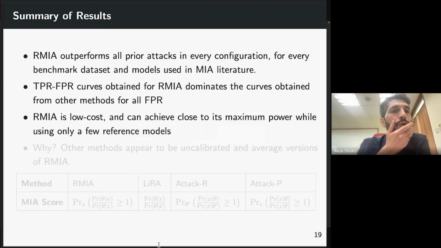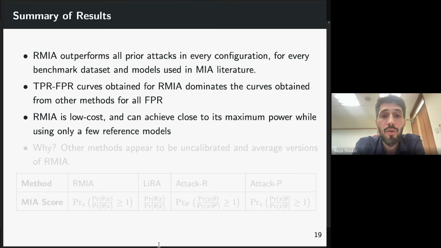So if I want to summarize the empirical results that we have, and you can find all the details of the tables and ROC curves, etc., in the paper, which we'll also update soon with more results. Armia outperforms all attacks in the sense that the TPR-FPR curve that we get for Armia dominates the curves obtained from other methods across all FPR values.